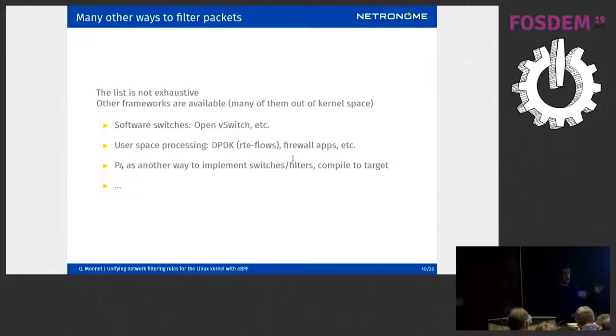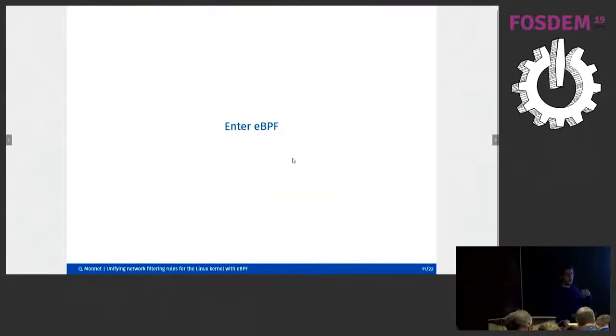You also have other things behind the ones I presented, so that's not exhaustive. You have things besides the Linux kernel, so you will have virtual switches, some of them also working inside the kernel for one part. For example, with Open vSwitch, you can have the kernel data path. You can have things besides the kernel like DPDK, RT flows used for matching packets. You can use P4 to implement some virtual switches and compile them into something dedicated to a specific target. So there are a lot of other solutions too. We really have a lot of things for filtering packets.